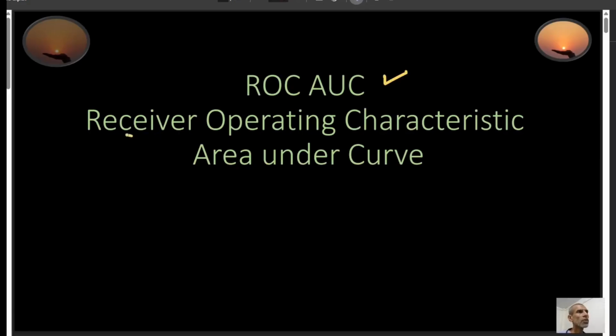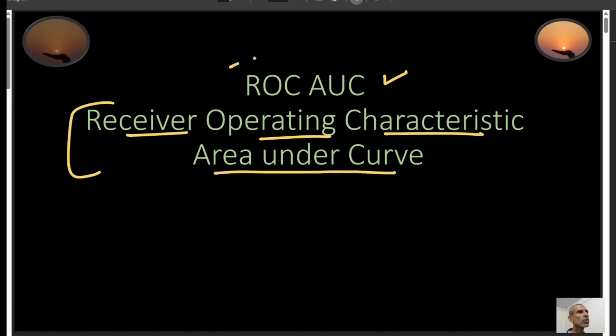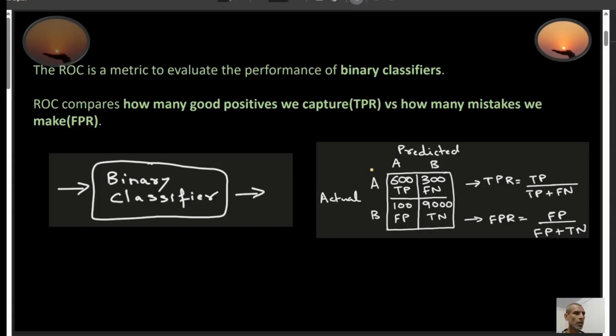ROC stands for Receiver Operating Characteristics and AUC stands for Area Under the Curve. People don't really use these terms separately, they use ROC AUC curve. So ROC is a metric. It actually measures the performance of your binary classifier.